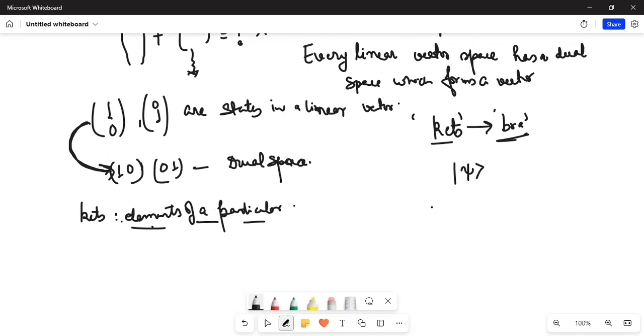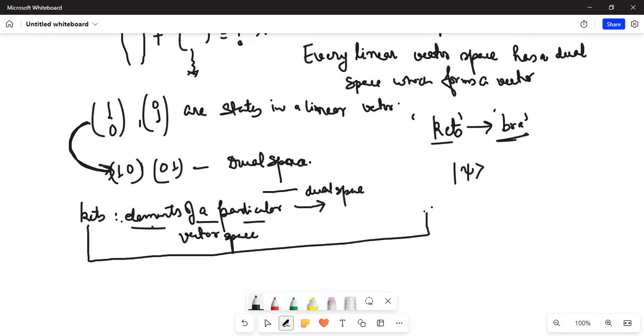And correspondingly to these kets, in the dual space, these are elements of a particular vector space, and corresponding to this vector space there would be a dual space, and corresponding to these kets there would be bra vectors in the dual space. I'm going to denote the bra vector using this kind of notation, and this is certainly a very convenient notation to use.